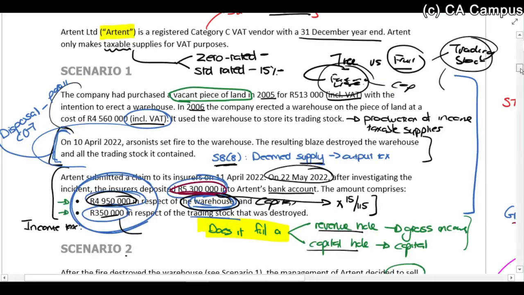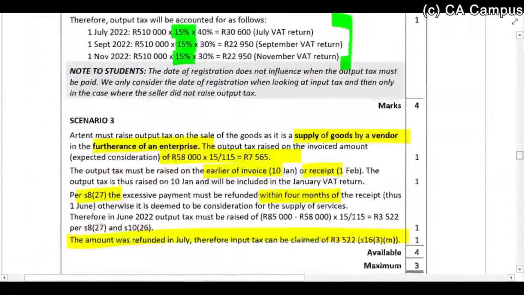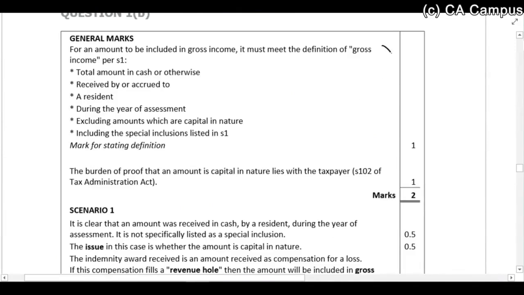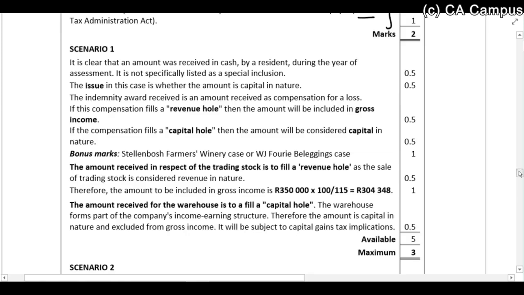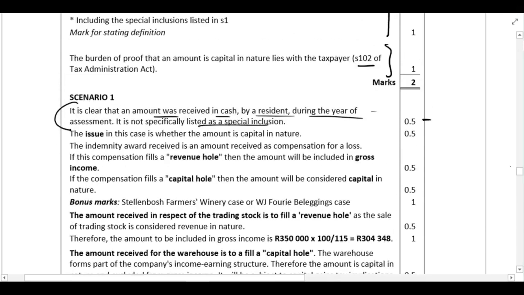So let's go and see from our solution. I don't want to just rewrite it out, guys, as that would be a waste of your time. So here we go. General mark for stating the definition, stating section 102. Right, so look here. The first thing is, it is clear that an amount was received in cash by a resident during the year of assessment, and it's not a special inclusion. I've given half a mark here because scenario 2 has the same ones in it. So together it would have been 1 mark. Some of you might have written it for scenario 1 and 2, where it's applicable. The issue in this case is whether it's capital in nature.